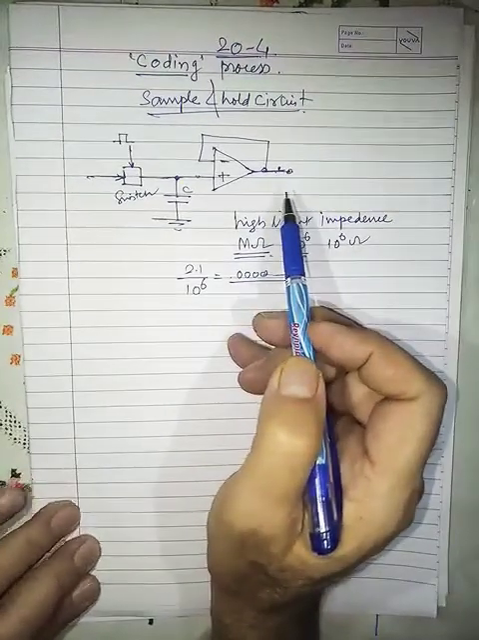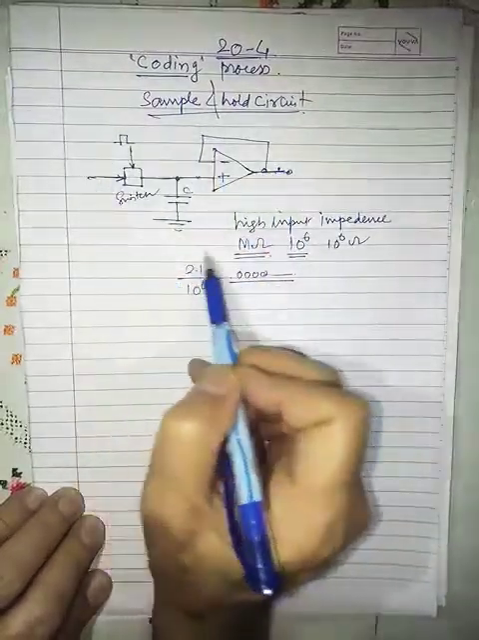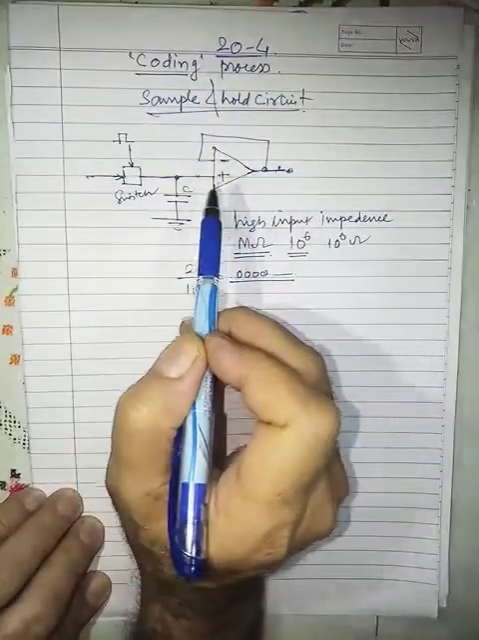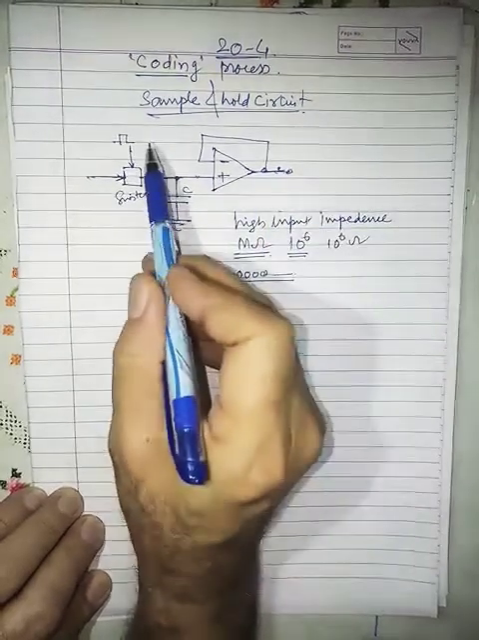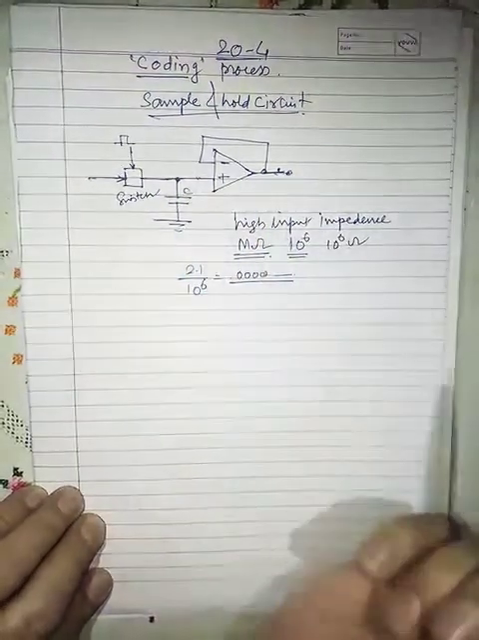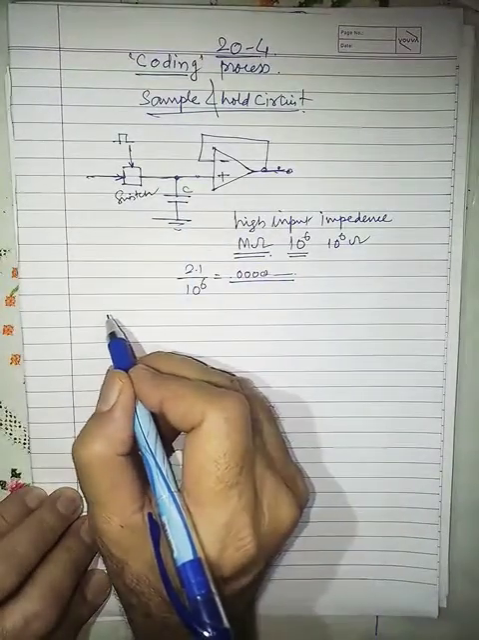So in the sampling process or coding process, we take help of the sample and hold circuit, which holds the value of the signal, and after this is recorded, then this is brought back to 0. So this is the sample and hold circuit, very important. This is often asked in the annual exam.